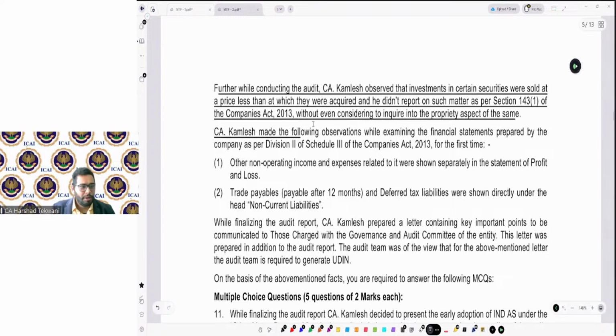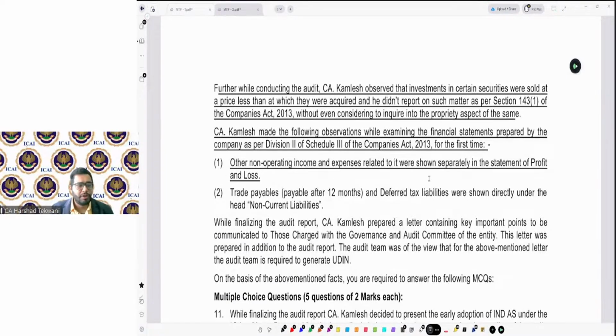CA Kamlesh made the following observations while examining the financial statements prepared by the company as per Division 2, Schedule 3 of the Companies Act for the first time. Other non-operating income and expenses related to it were shown separately in the statement of profit and loss. Trade payables payable after 12 months and deferred tax liabilities were shown directly under the head of non-current liabilities.